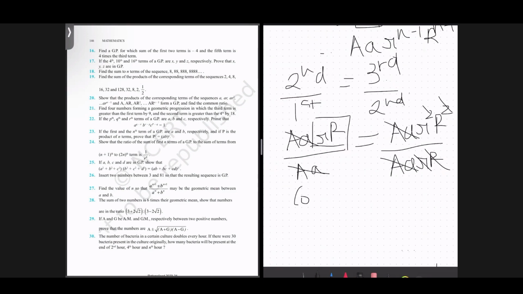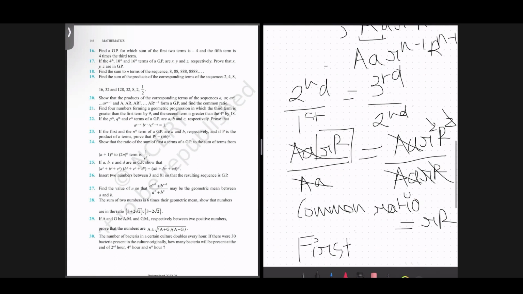So the common ratio of the newly formed GP is going to be rR, and the first term of this GP is going to be the first term we obtained, and that is small a capital A. Correct. And that was the solution. That is how we showed that these terms are in a GP. And yeah, so moving on to the next question.